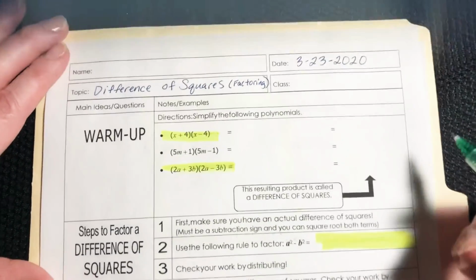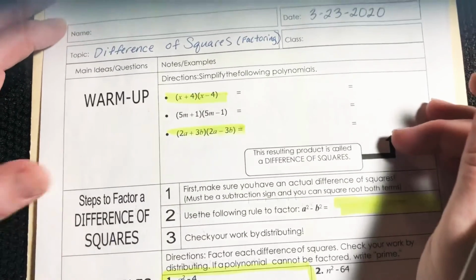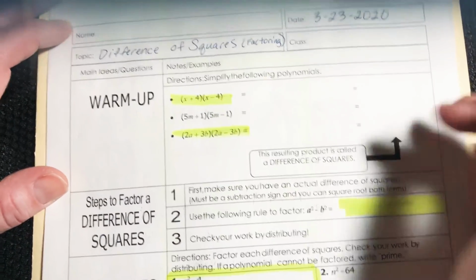All right, guys, we are going to start a new lesson today. This is another kind of factoring we're going to do. Last week and before spring break, we were factoring out the GCF.